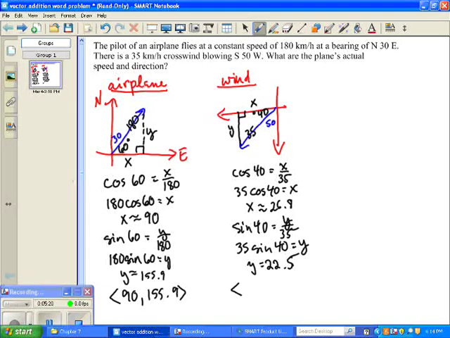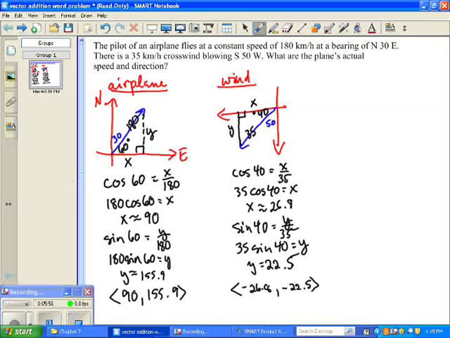Now for our second vector, we have to pay attention to the signs. Our first vector was entirely in the first quadrant. Now the wind speed is pointing towards the south and the west. So third quadrant, both the x and y components are negative. So negative 26.8, and then negative 22.5. Okay, so we have our two components there.